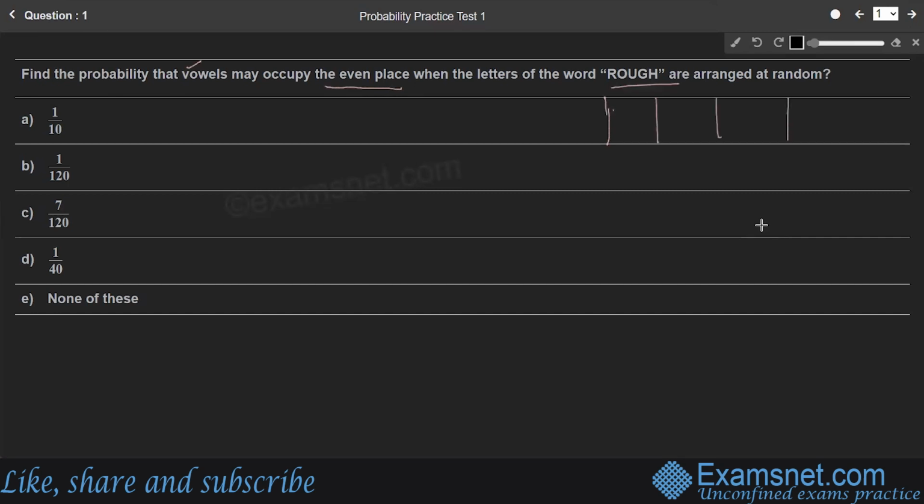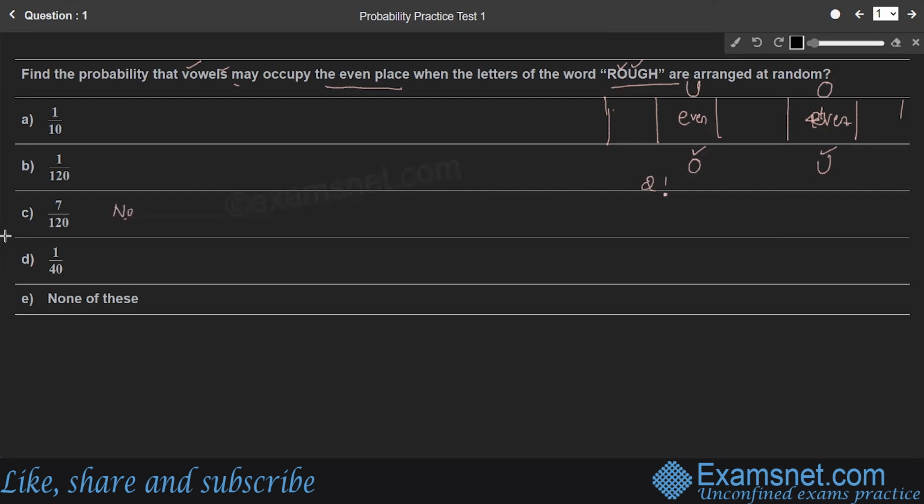So the even places are the second place and the fourth place, right? And the number of vowels that may occupy even places: there are 2 vowels, O and U, in the given word. In how many ways can these 2 vowels be arranged at even places? In one way, O in the second place and U in the fourth place, and in another way, U in the second place and O in the fourth place. There are 2 ways, that means factorial 2.